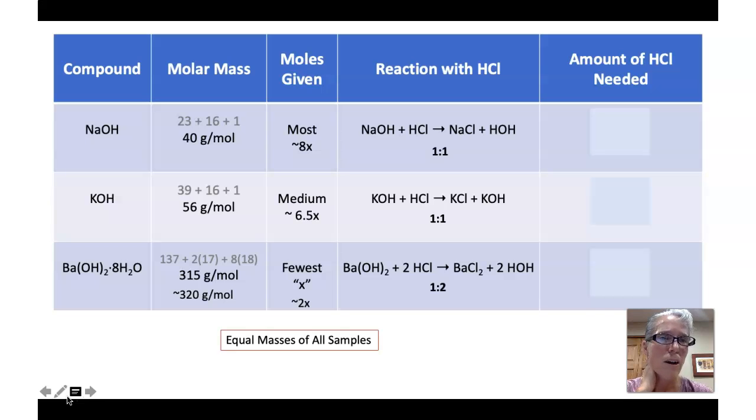Okay, so now let's think about how much HCl is needed. Well, we have the fewest moles of barium hydroxide, so that's going to take the least amount of HCl. The sodium hydroxide is going to take the most, and the KOH will be right in the middle. So see what I mean? How we can use rankings instead of absolute numbers. Okay, so now let's go on with the procedure.